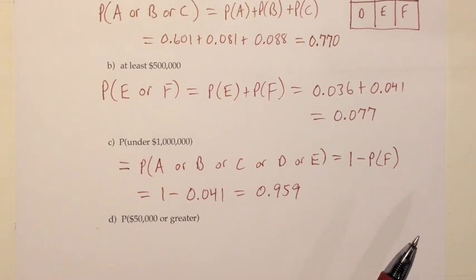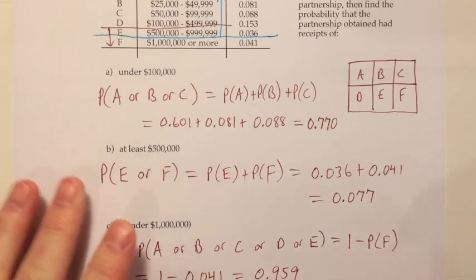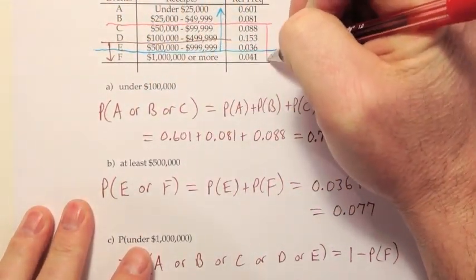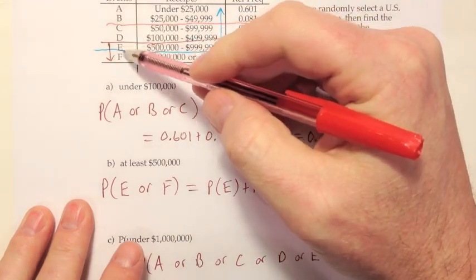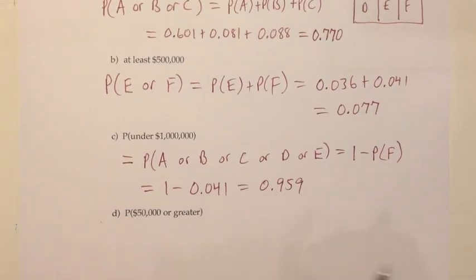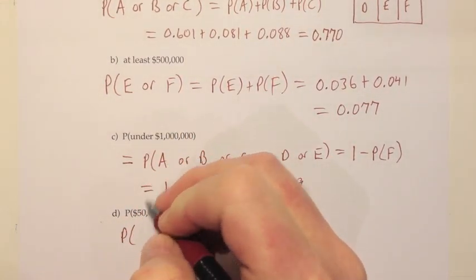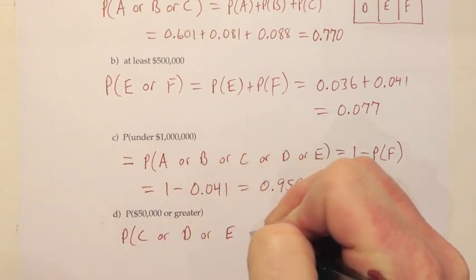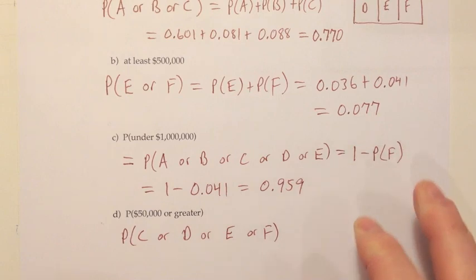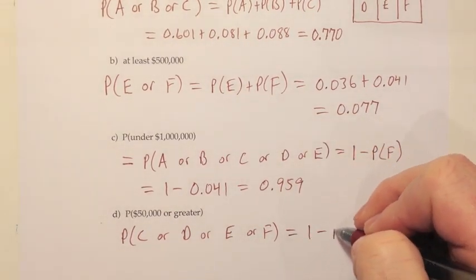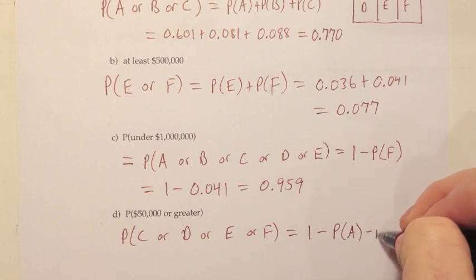So let's look at one more version like that, 50,000 or greater. I'm getting a little bit messy here on the colors, but 50,000 or greater would be the split is here, and we'd want to go this way. So that would be C, D, E, or F would all fall into that 50,000 or greater description. So I'll write that notation down, C or D or E or F. And there's just 4 of them, so you could add those 4 probabilities together and it'd be no problem.